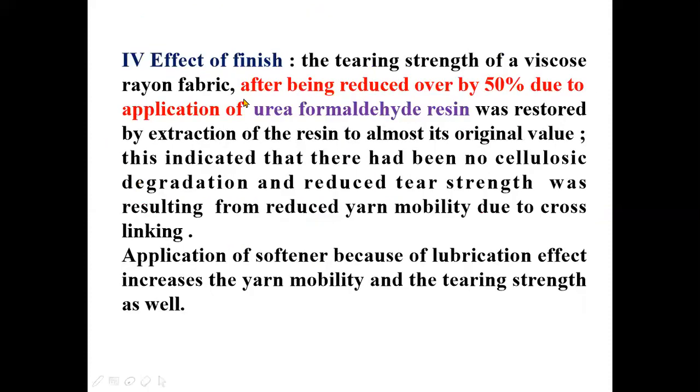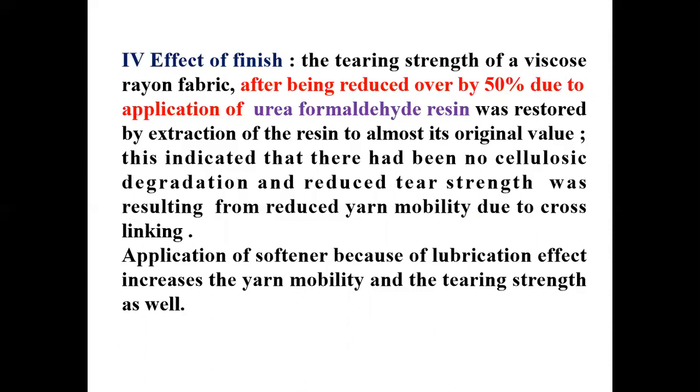Next is the effect of the finish. We know there are two types of finish generally applied in conventional textile. One is the resin, that is used for the anti-crease purpose, and the second one is a softener, that is used for giving a soft feel to the fabric. Now, you know that in earlier classes also, when I was discussing the tensile strength and the abrasion strength of the fabric, I discussed the function of the resin. Resin causes the formation of bonds between the fibers. So as a result, what will happen? The mobility of the fiber will be very less, isn't it?